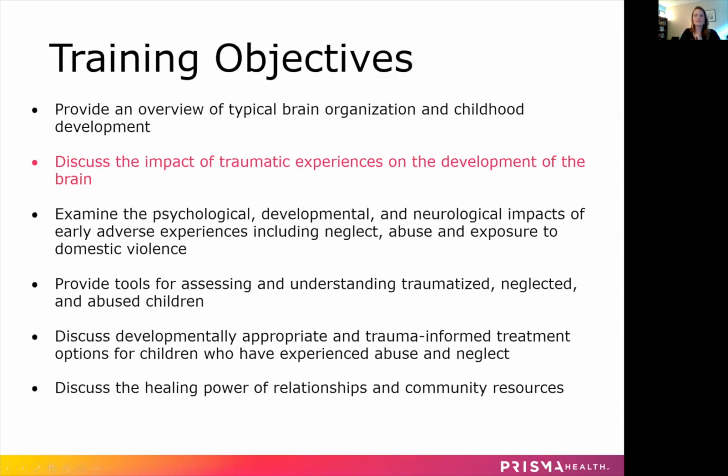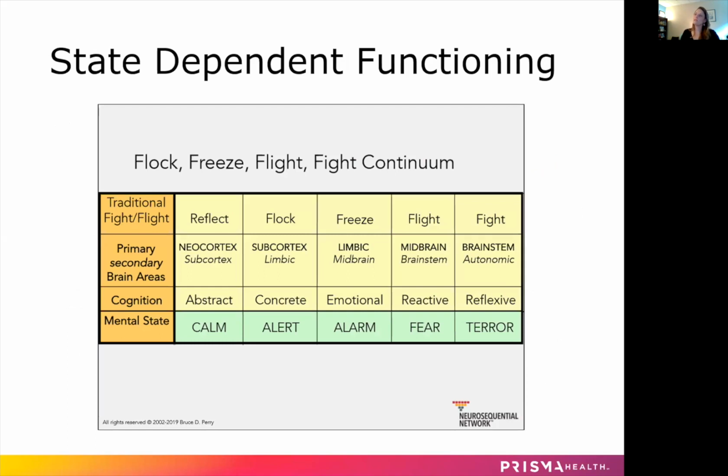Okay, so that was kind of typical brain organization. Now, let's talk about what happens when a kid is living in, let's say, a place where they are not getting their needs met. Their brain is going to be organized in a different way. Before I can get too much into that, I want to introduce a concept called state-dependent functioning.